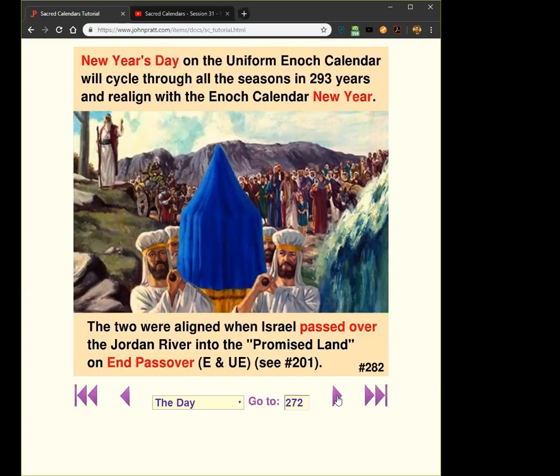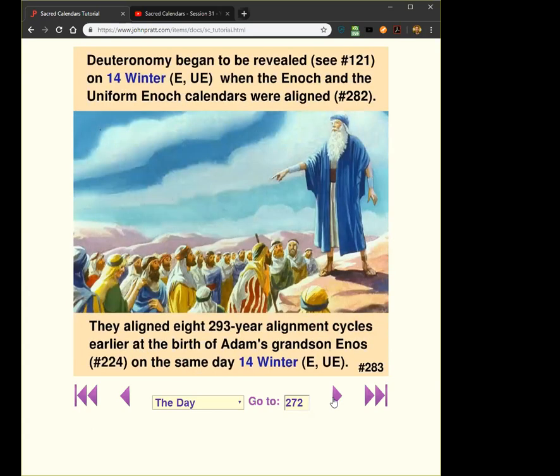Apparently they were not circumcised as they went along, but this was a kind of big circumcision day. Okay, next slide, 283. And here's another one that shows the two calendars. Again, they only line up every 293 years.